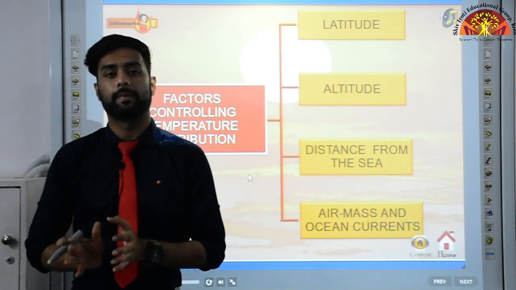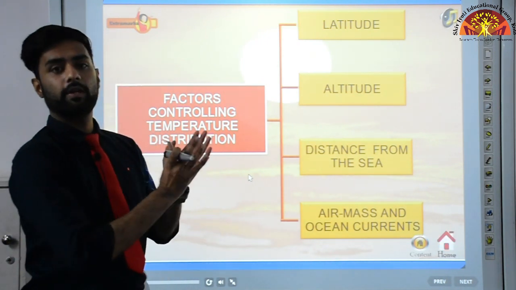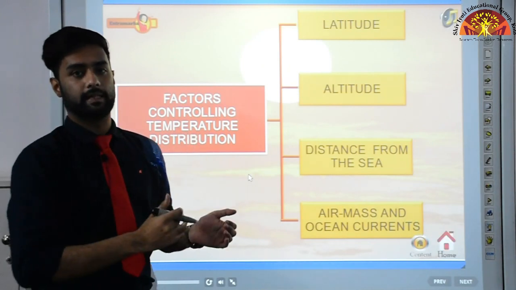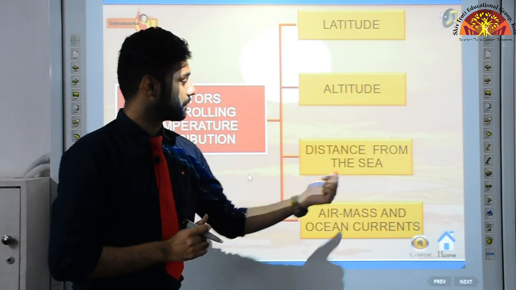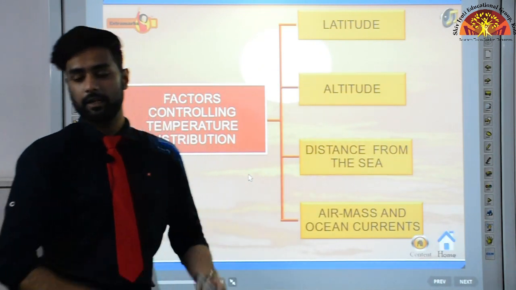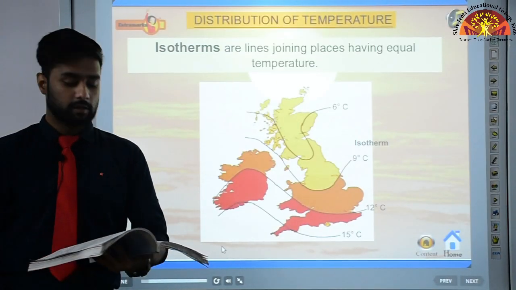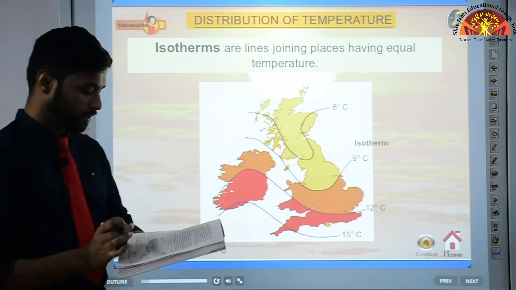So this is local aspect. That means it is situated at only one place. It will vary from place to place. Okay, but the main 4 points are latitude, altitude, distance from the sea, and air mass and ocean currents. So now our next topic is distribution of temperature.